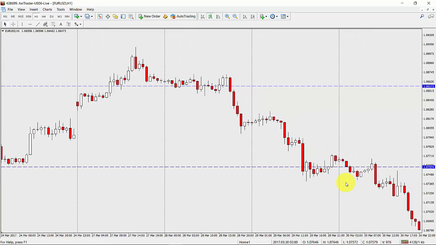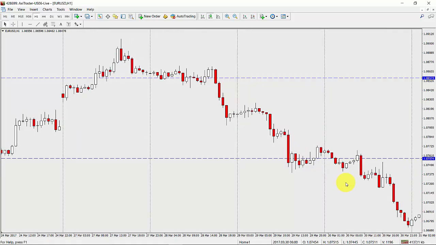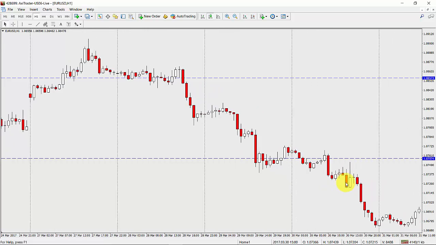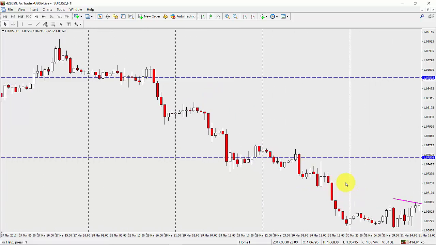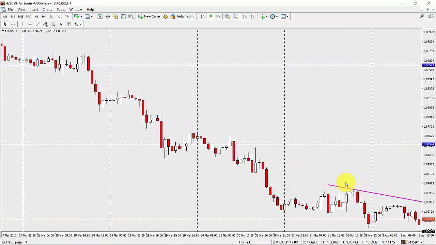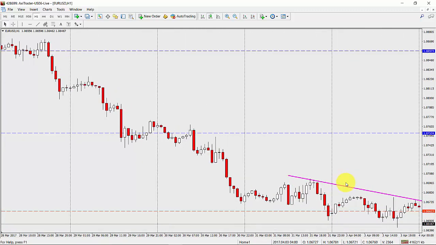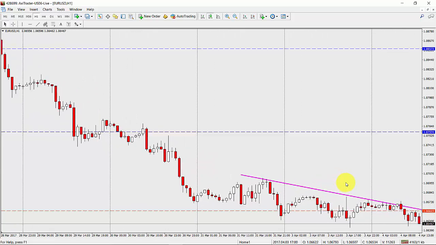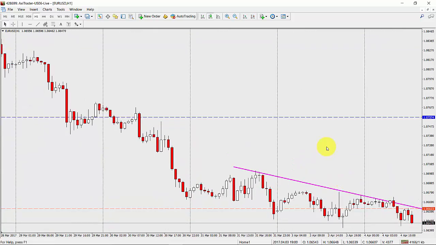Again, now we're in a downtrend, so we would be waiting for some candles to trade below the zones. Big, huge candles is what we want. I think we can see we're kind of stuck in a little bit of a trend line sort of move.